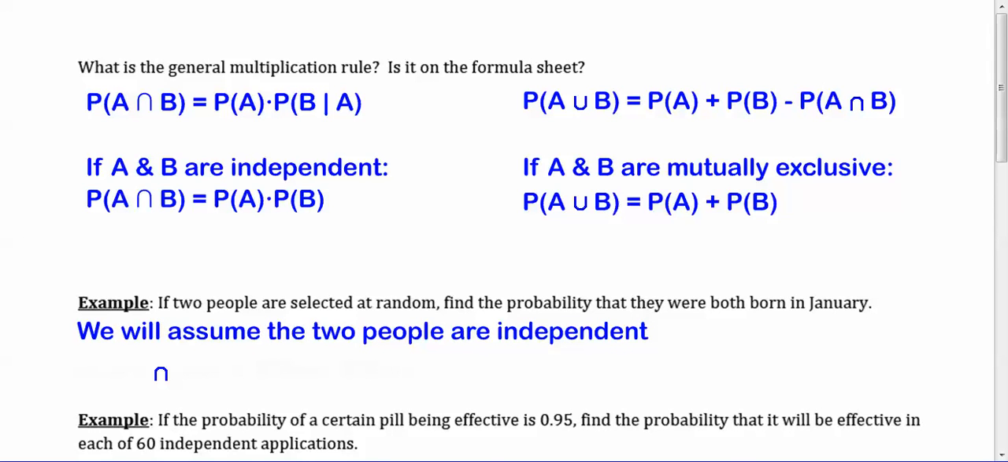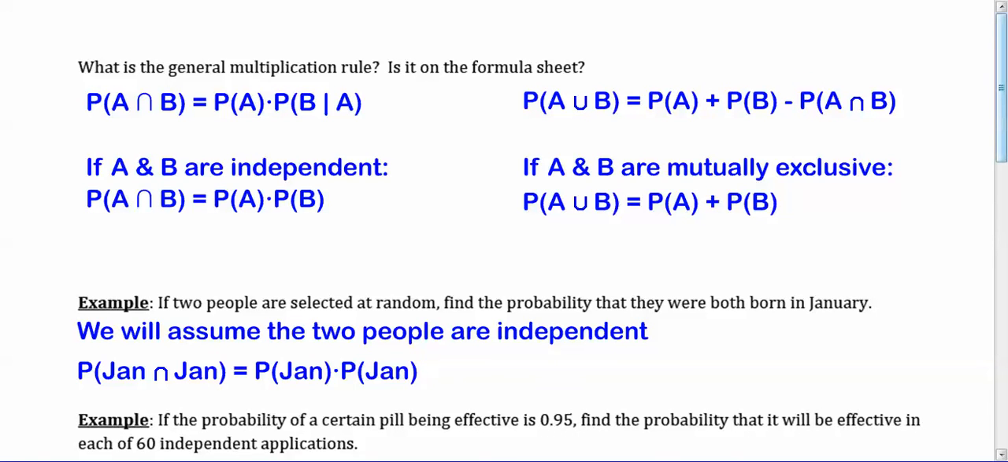So assuming these people are independent, the probability that they were both born in January is going to be equal to the probability the first one was born in January times the probability the second one was born in January. And we're going to be assuming that they don't affect each other, so the probability that the second person was born in January, given that the first person was born in January, does not change. They're all just going to be the probability that a person is born in January. Assuming that people are equally likely to be born on any date of the calendar, that's going to be something like 31 out of 366 or 31 out of 365.